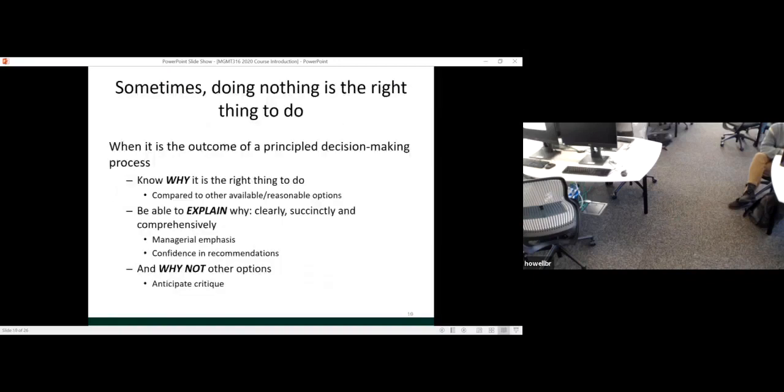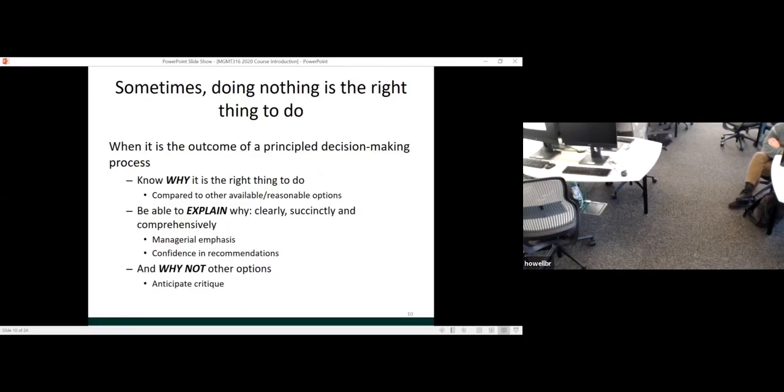Well, sometimes doing nothing is the right thing. But in this course, doing nothing is the right thing when it's the result of a principled decision-making process. Every time we make a decision, there's always the option of doing nothing. Consider what would happen if you do nothing. So it means there is never a no-brainer decision to be made. There's always the decision to be made versus do nothing.